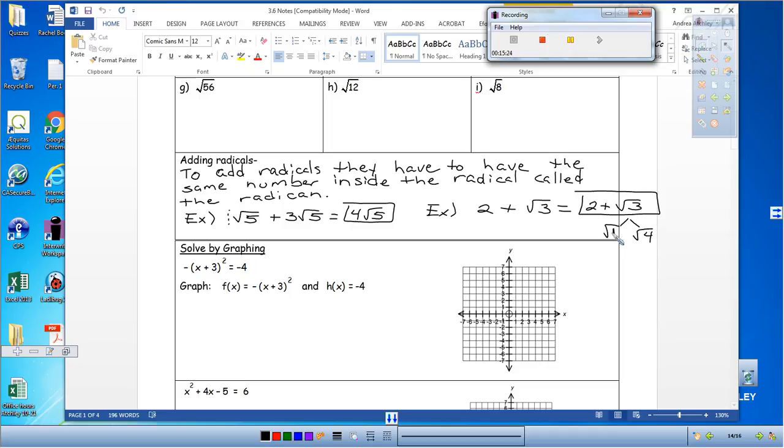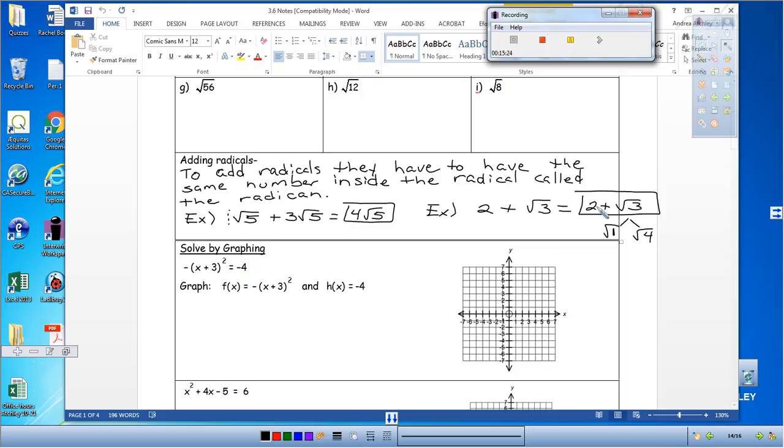So the square root of 3 is in between the square root of 1 and the square root of 4. What's the square root of 1, class? 1. And what's the square root of 4? 2. So the square root of 3 is somewhere in between 1 and 2. It's probably closer to 2 because it's closer to the square root of 4. Okay, so this value is kind of like 1.7, 1.8, something like that.